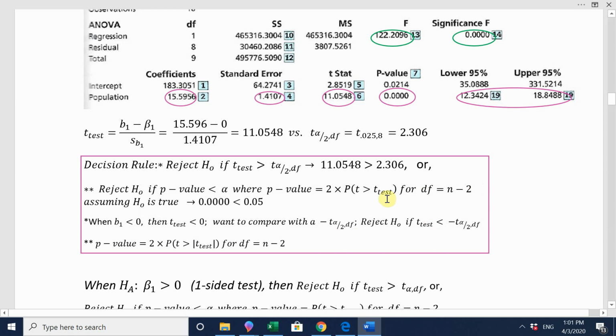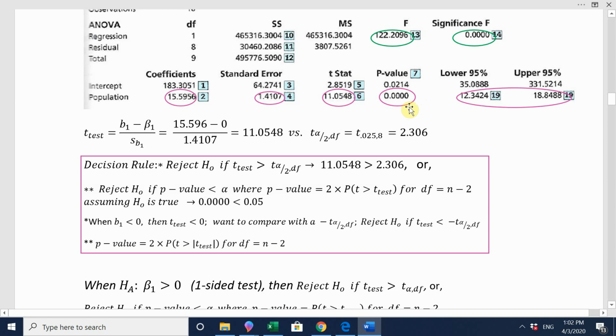Now, since this is a two-tailed test, let's not forget that the p-value is the result of multiplying this probability by 2, simply because the p-value is split between the two tails, the right tail and the left tail. So I must multiply this probability by 2. Actually, the Excel package does it for you, so you don't even need to compute it. But this is what I'm getting over here.